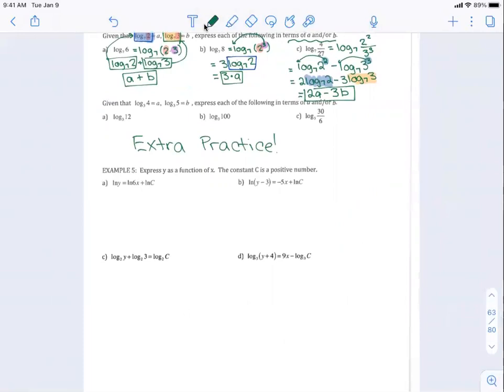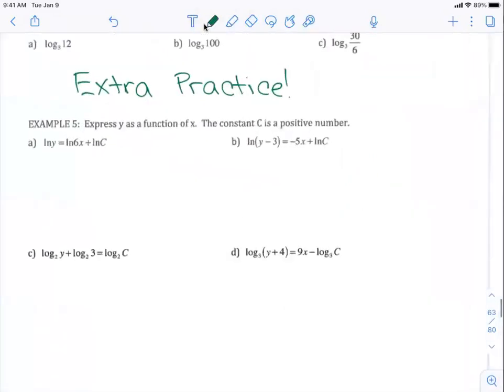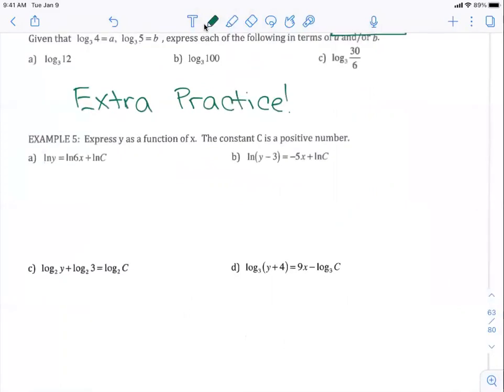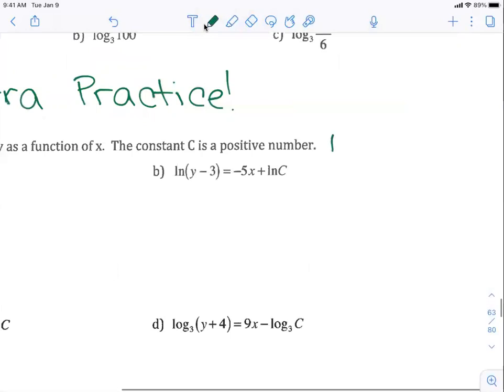Let's go ahead and do example 5. Express y as a function of x. The constant c is a positive number. Okay, so when it says express y as a function of x, we're pretty much just solving for y. That's what we're trying to do when it says that. So solve for y.